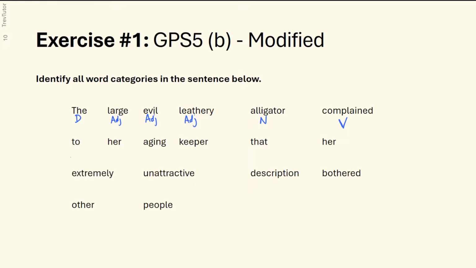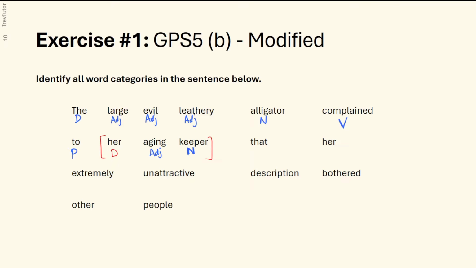"To" might be difficult to figure out, but if we take a look at "her aging keeper," well, keeper is a noun. Aging is going to be an adjective. And we're going to say that "her" here is a determiner. So we could say "to her" as a pronoun, it can stand on its own, but it's also going to introduce the noun keeper. So we see it's a determiner here. Now, because this whole thing is going to be a noun phrase, we can say that the preposition is "to" here. So "to" is a preposition.